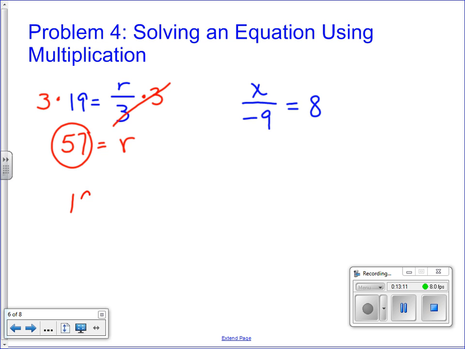Checking it out, we want to make sure that when we take 57 and divide it by 3, we do get 19.